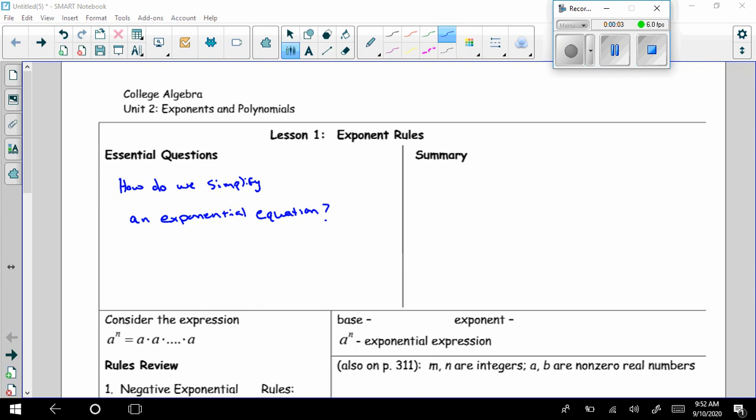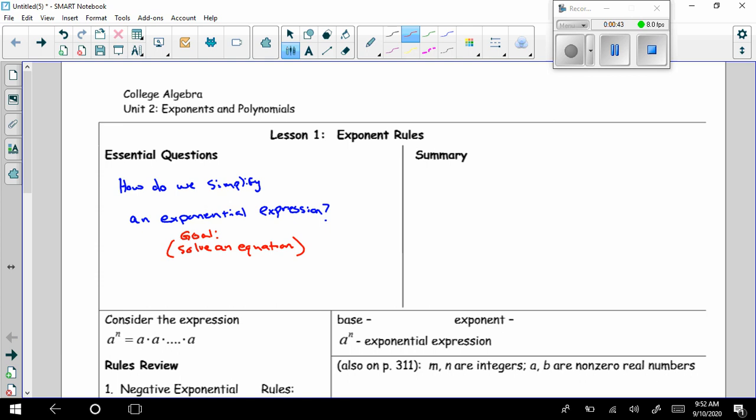Hey guys, so jumping into Unit 2, Lesson 1, Exponent Rules. I'm starting our unit on polynomials. We're going to look at how to simplify an exponential, and I should have said expression, with the ultimate goal, eventually, being able to solve an equation. That's our goal. So if we can simplify first, then eventually we can get into how to solve those.